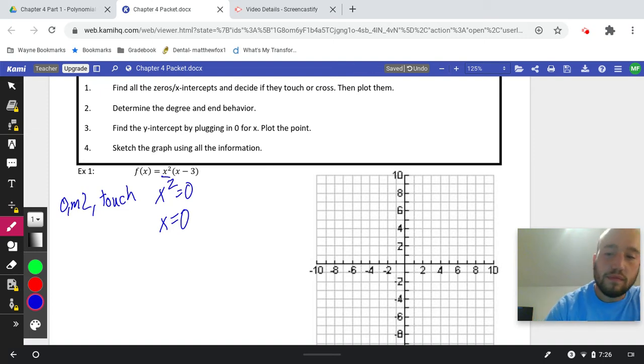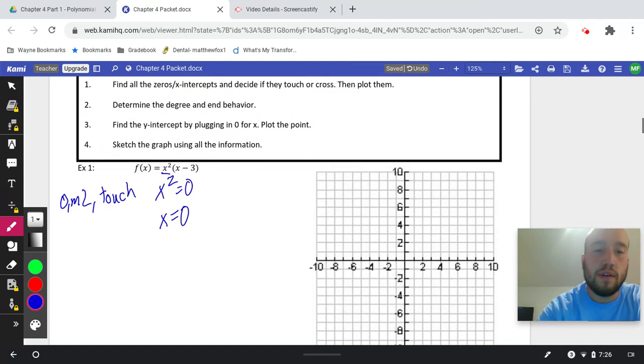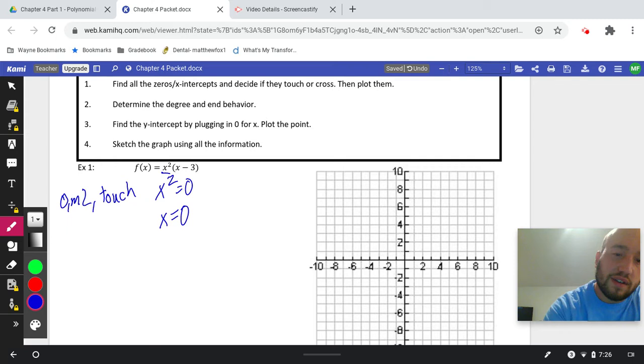Okay. Now, the second one is going to be just x minus 3 equals 0. We add the 3 over, we get x equals 3. And that one has a multiplicity of 1, which tells us it will cross.